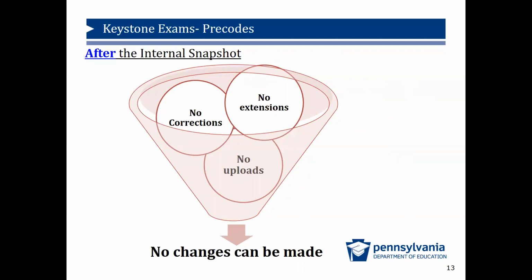As a reminder, once the snapshot is taken, a file is prepared to be sent to the testing vendor. Since this is an internal snapshot, there is no correction window. An internal snapshot freezes data at a point in time, and that's why PDE cannot give extensions. If data is uploaded after the internal snapshot, it will not be included in the file to the testing vendor. Booklets will have to be hand bubbled, and online test sessions will have to be uploaded manually, one student at a time.